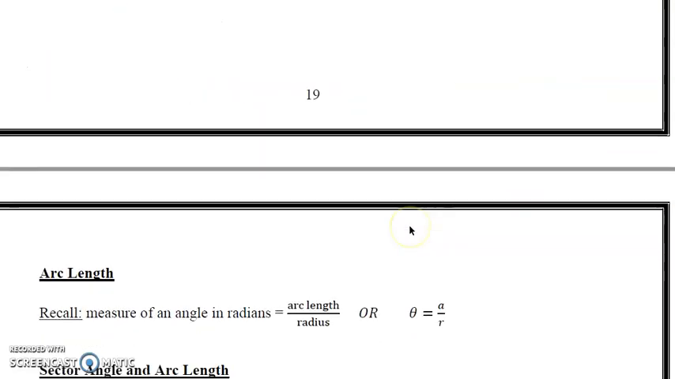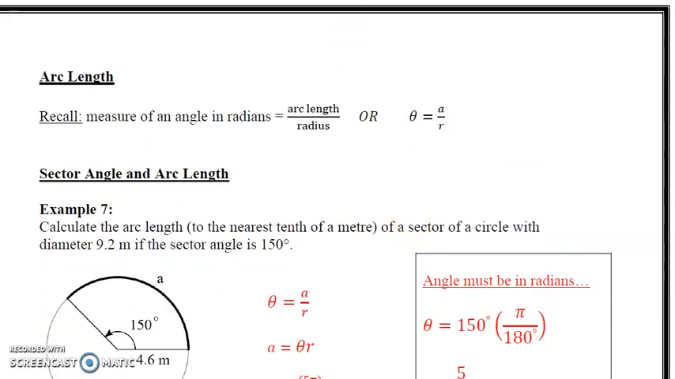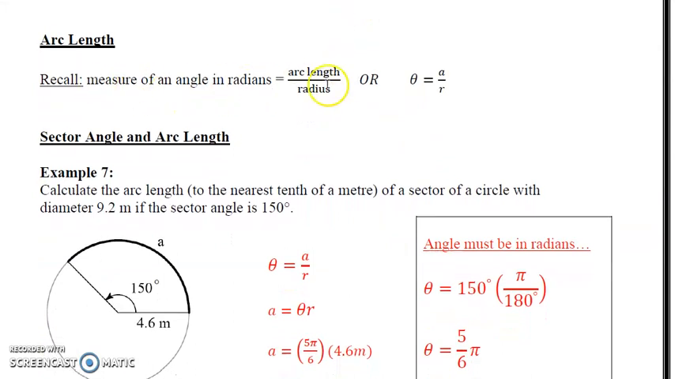All right, let's look at arc length. We'll go back to that arc length that we talked about before. So recall that equation I just mentioned: a measure of angle in radians is equal to the arc length divided by the radius. Or, in short, for the formula, we just use theta is equal to A over R. A is equal to arc length, R is the radius.